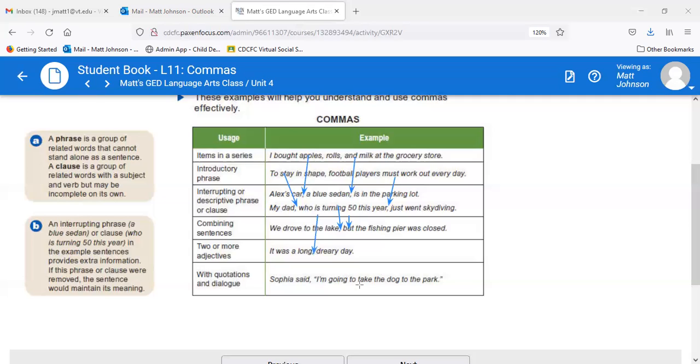And finally, when we use quotations, so with quotations and dialogue, to separate the dialogue, we'll put a comma beforehand. So in this case, Sophia said, we throw the comma out there, then we use our quotation marks to set off the quotation. I'm going to take the dog to the park.